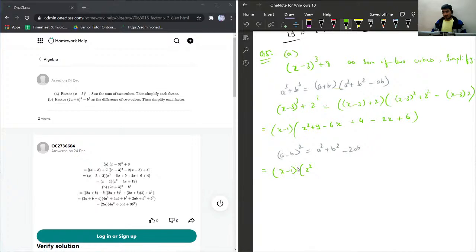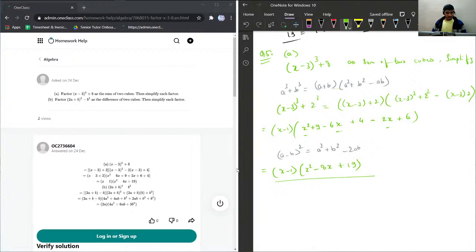Now we'll go for the x terms. We have negative 6x and negative 2x, so this will become negative 8x. So this term is done, this one is done, this one is done. So this will be negative 8x, and then we have 9, 4 and 6. So 4 and 6 will be 10, and this will be plus 19.